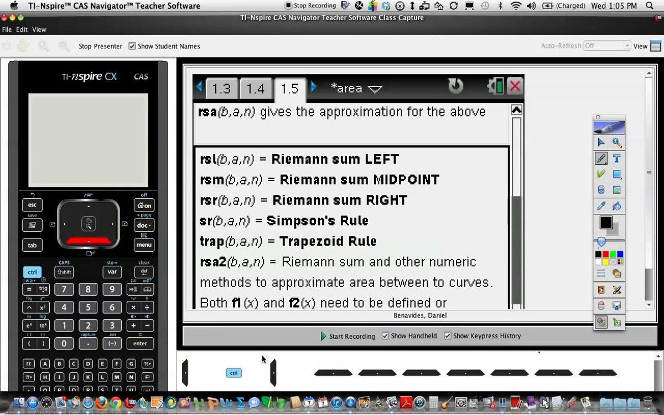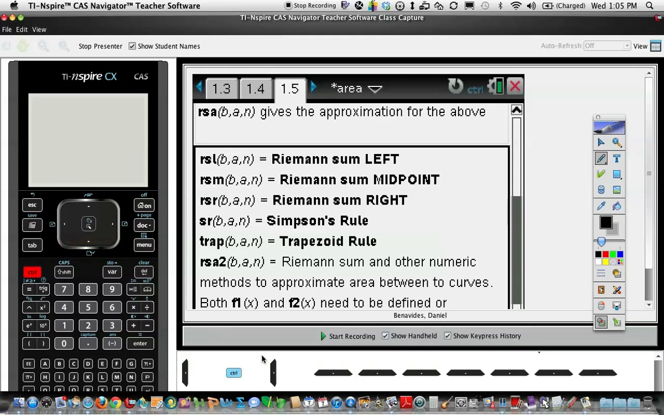But now, this is important: you have to have already defined your function in f1 of x, not on the scratch pad. You have to have defined it in this document. And then when you type your trap, you have to type these arguments. These are called the arguments of the function. Now, why they do B and then A, I have no idea, but that's the way it's written, and I haven't figured out how to change it. And then the number of subdivisions. So go ahead and arrow back.